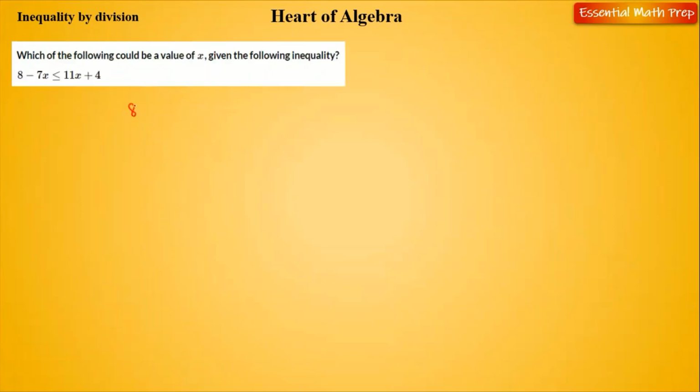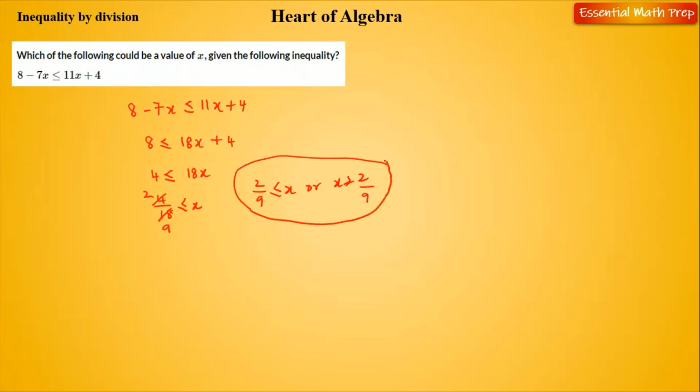So here we have 8 minus 7x less than or equal to 11x plus 4. You can get rid of the negative 7x by adding 7x on both sides, which would make it 8 less than or equal to 18x plus 4. And you can get rid of the 4 by subtracting 4 on both sides. So 4 less than 18x. You can get rid of the 18 by dividing by 18 on both sides. So 4 over 18 less than or equal to x. This is the same as 2 over 9. So 2 over 9 less than or equal to x, or x greater than or equal to 2 over 9. Very simple problem.